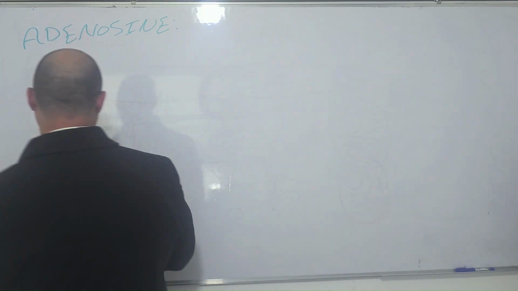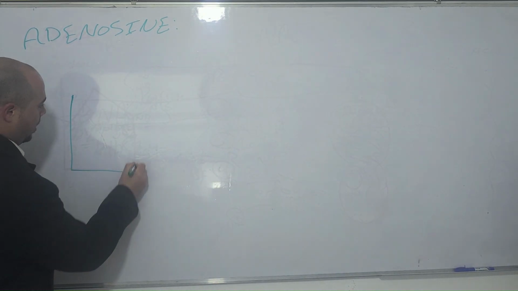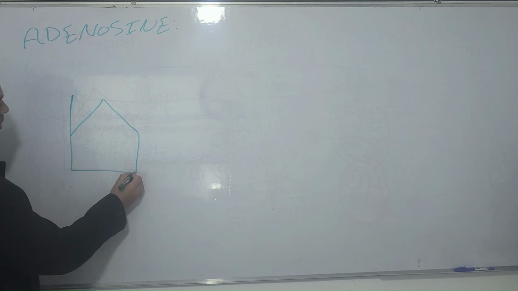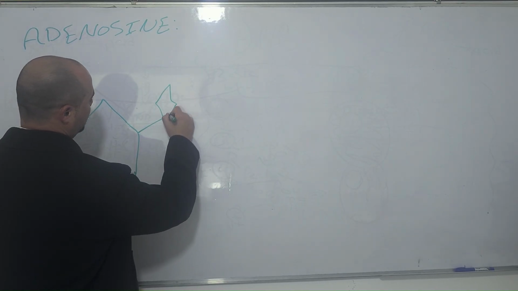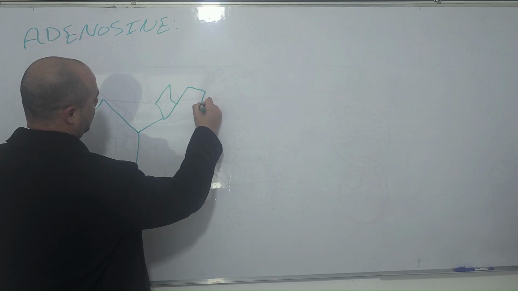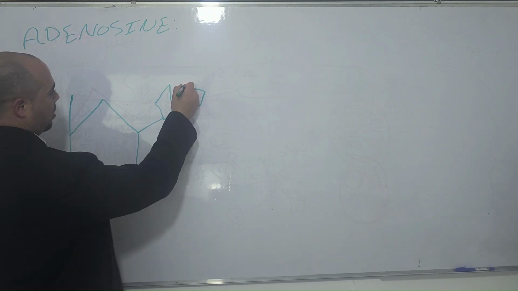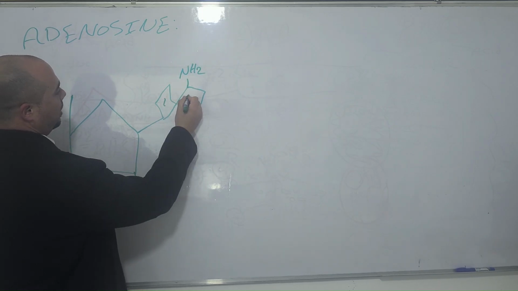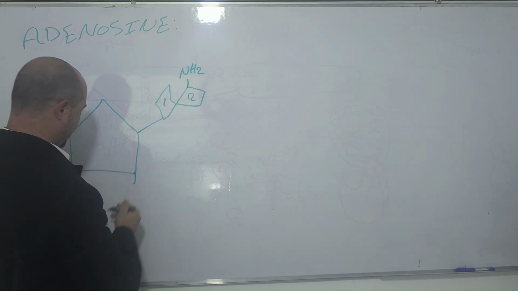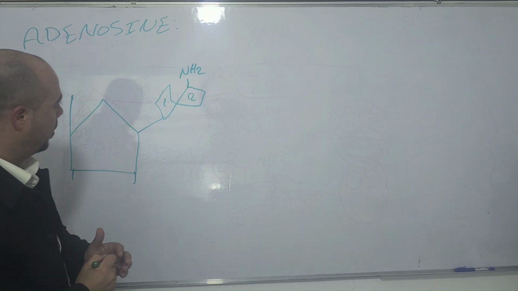Now remember, we said adenosine was simply a ribose sugar that is connected to a nitrogenous base, okay? And this nitrogenous base has an amino group. Remember, two rings, one ring and two ring. Sorry for the way I draw them, but anyway, okay?